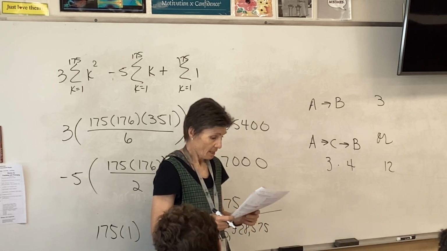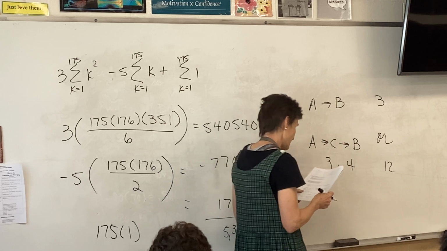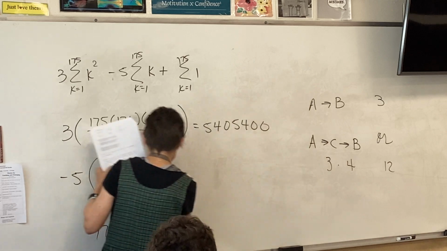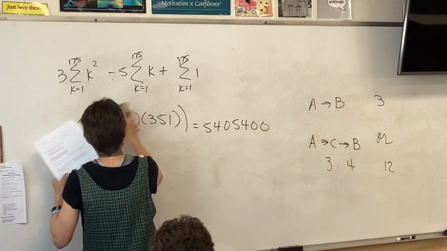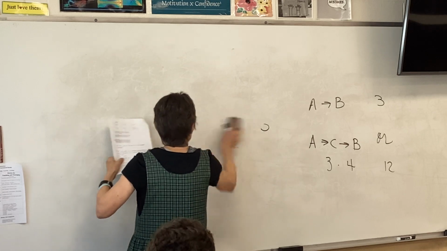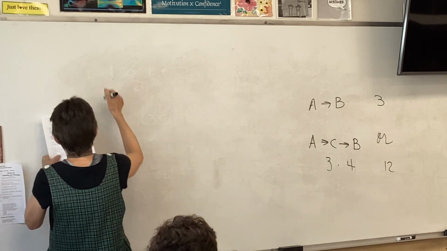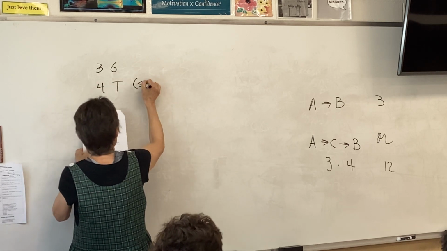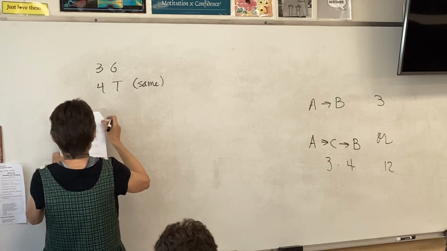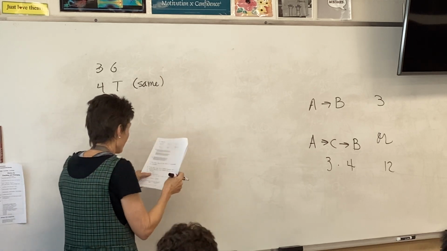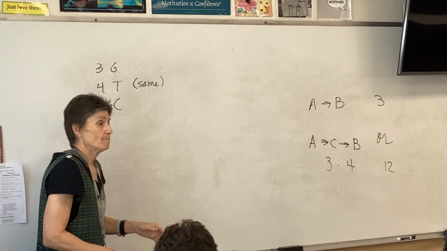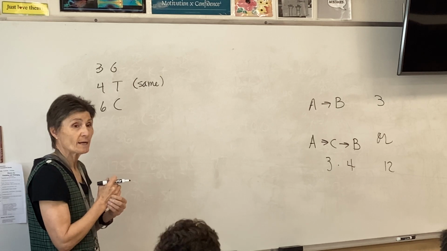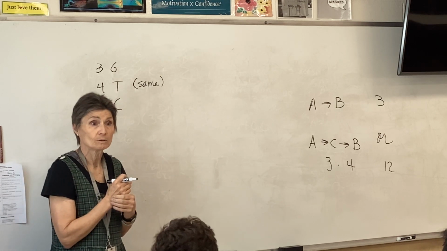How many ways can all these books be arranged in a row? Well, how many books do I have of each kind? I need to look at that and see. So I have 3 geometry, 4 trig, but they are the same. And I have 6 calculus. And I'm gonna put them in a row. All right? How many books do I have altogether? 13. How many ways can I arrange 13 things in a row?